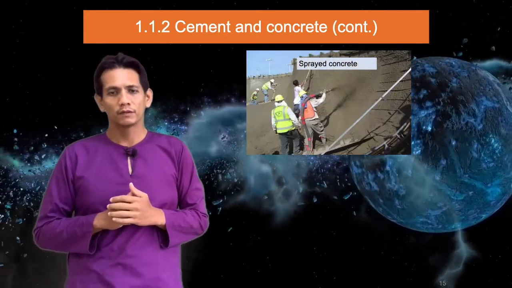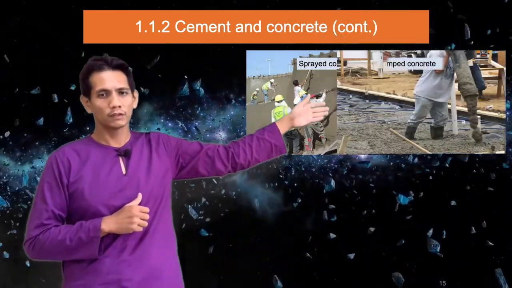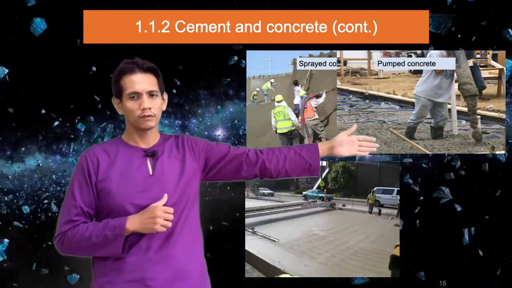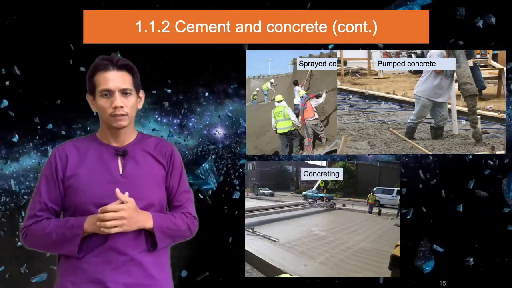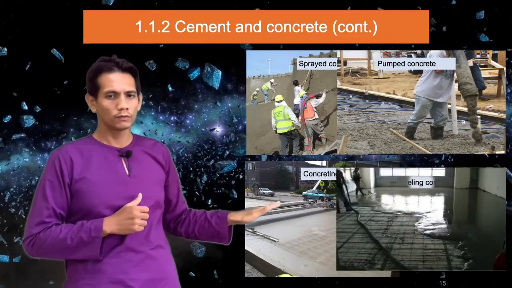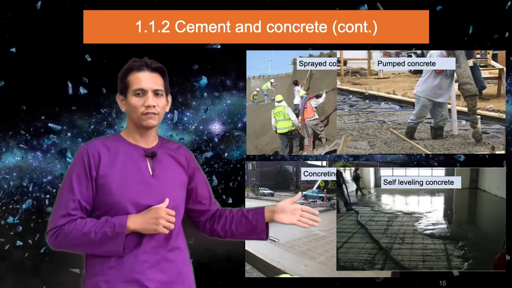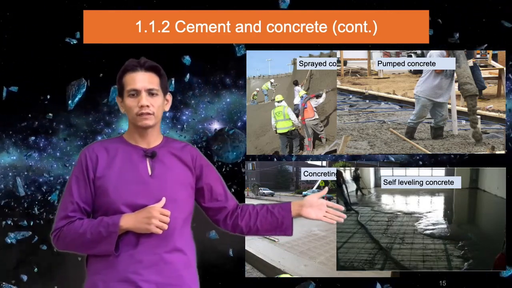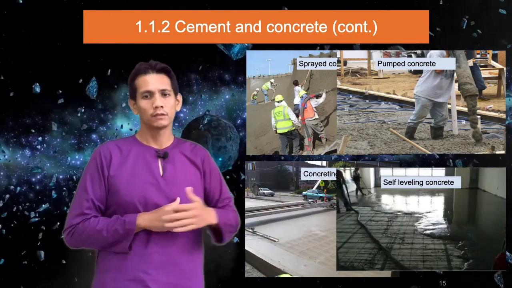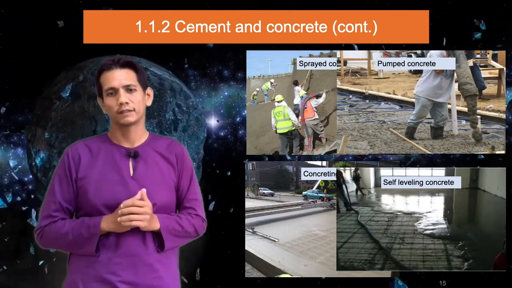These are a few examples of uses of cement and concrete. We have spray concrete. We spray concrete on the wall, on the structure, and then we pump concrete, in the left figure, and then we use concreting. We use a machine to lay down the concrete evenly, and then we have self-leveling concrete. The concrete can level by itself. It's shown in the fourth figure. So we have 1, 2, 3, 4 figures, all relating to cement and concrete.